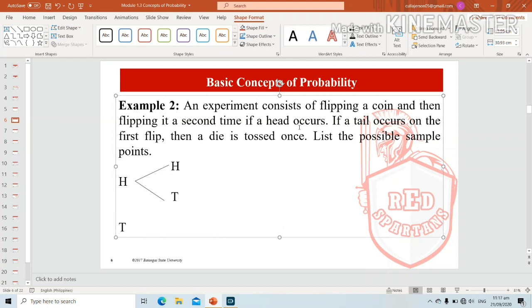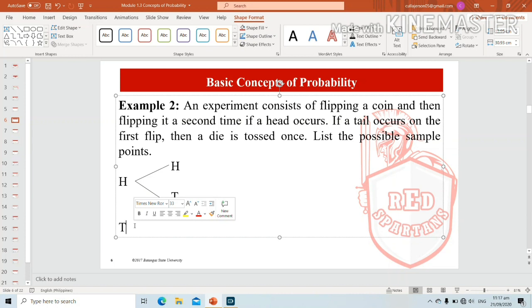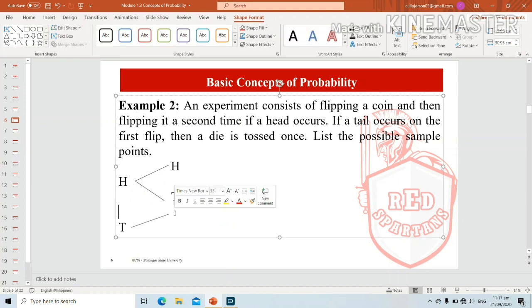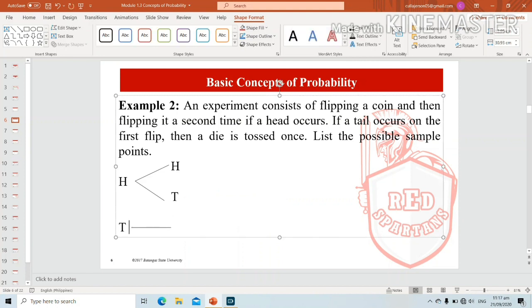Then, if a tail occurs on the first flip, then a die is tossed once. Kapag naman daw tail yung lumabas, mag-toss naman daw ng die. So, ano ba yung outcome natin pag die? So, meron tayong 1, 2, 3, 4, 5, and 6. So, dito ko na lang ilalagay. So, yung mga outcome niya, 1, 2, 3, 4, 5, and 6. So, yan. Pwede na natin kunin yung kanyang sample o yung ating sample space or answer.